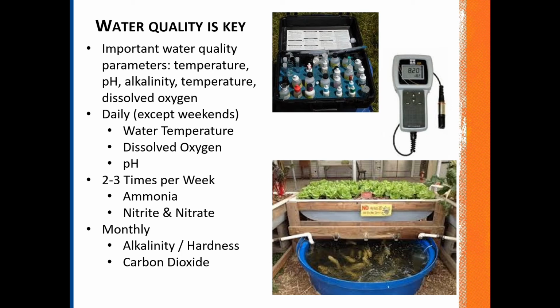Well, we want temperature, oxygen, and pH daily, and then looking at ammonia, nitrite, and nitrates once the system is established 2 to 3 times a week. And then monthly, check out that alkalinity, hardness, and the carbon dioxide, just to make sure that all your parameters are optimum for your fish and plant.